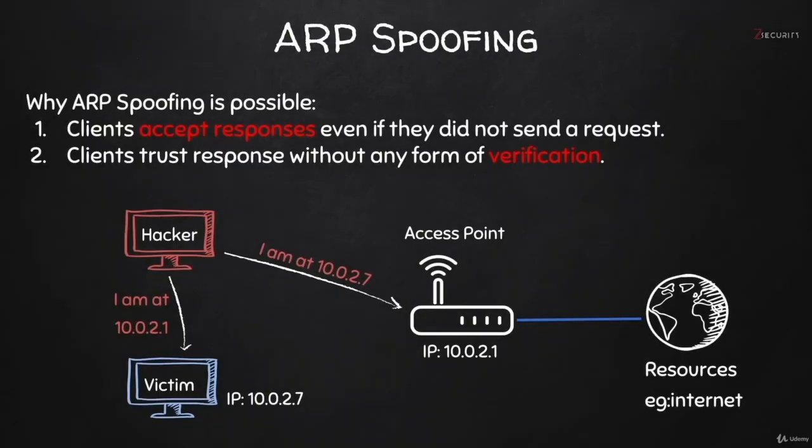Now, the main reason why we can do all of this is because ARP is not secure. Because first of all, clients can accept responses even if they did not send a request. So, as I said before, we're going to send a response to the access point and a response to the victim, telling them that I am at a specific IP. Without them asking who am I, or without them asking for this IP, I'm just going to send a response, and they're going to accept that response anyway.